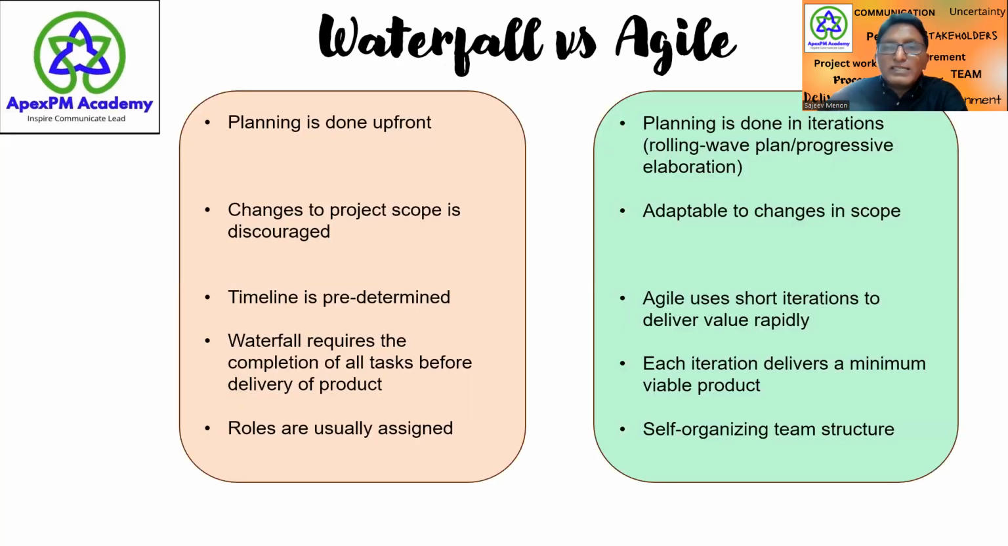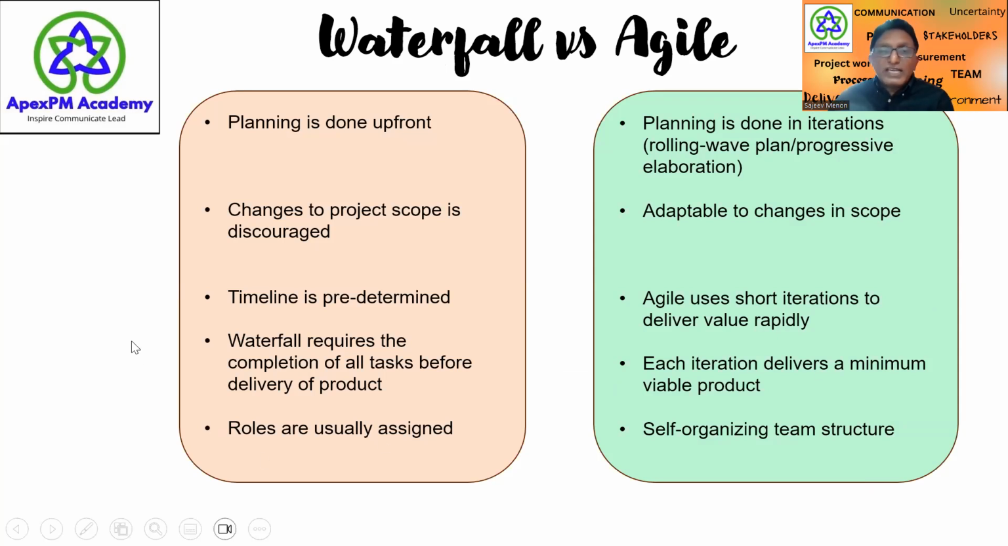Next, we see what is the difference between Agile and Waterfall. So in the Waterfall system, the planning is done upfront, so the scope is more or less defined. Whereas in Agile, the planning is done iteratively. That's sometimes called rolling wave planning or progressive elaboration.